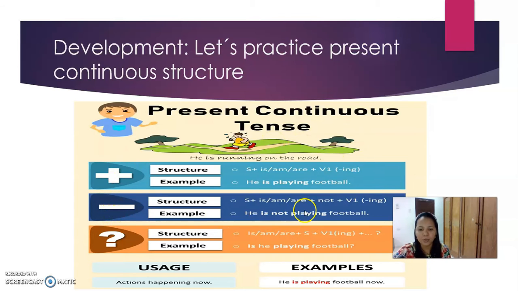To do negative sentences, we need to use the word not, the negation, and this negation is going to be after the verb to be. So we start with the subject plus verb to be plus the word not plus ing verb plus complement. In this case, he is not, you can see the word not after the verb to be, playing football. He is not playing football. And the questions, interrogative sentences, start with verb to be plus subject plus ing verb plus complement. Is he playing football? That is the question. And we remember that this tense is used to express actions that are happening in the moment that you are speaking. Okay?